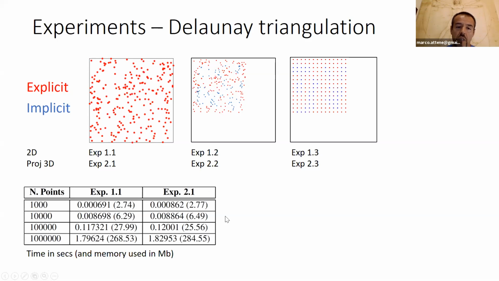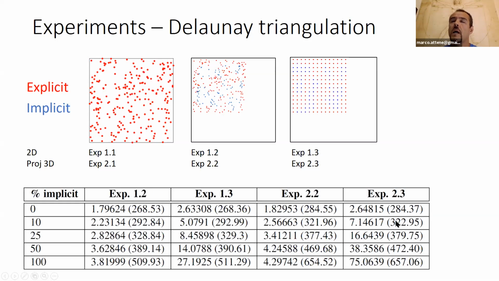In this table here, you can see the time taken for the two experiments on explicit points only. I use these experiments to assess the overhead with respect to floating point coordinates. And in this other table here, I have run the other experiments while varying the amount of implicit points in the input. So this is the percentage of implicit points in the input. And here you can see that the running time grows quite smoothly, and even the memory, this is the memory used in megabytes, grows smoothly.